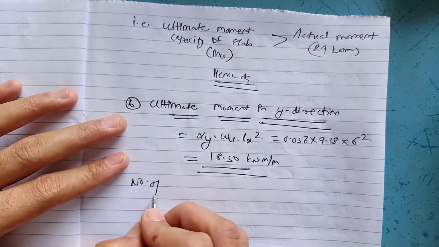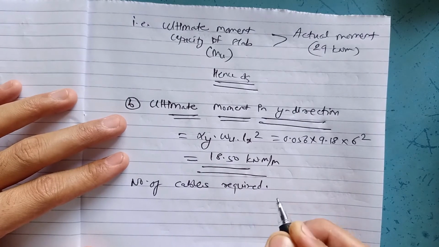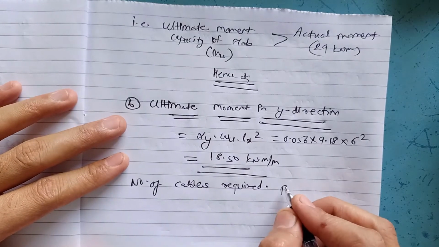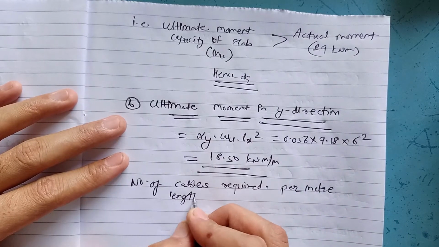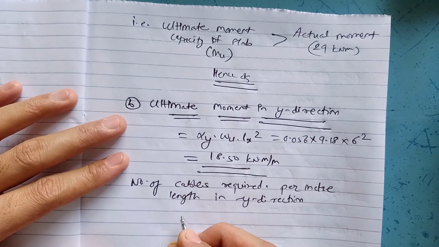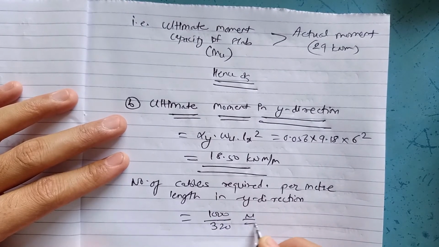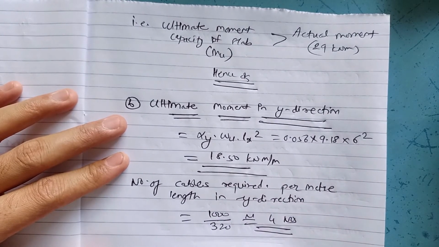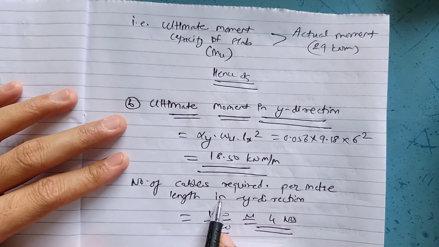And number of cables required per meter length in y direction will be 1000 by 320, which approximately comes to 4 numbers, where 320 is nothing but the spacing we have calculated during the number of cables calculated along y direction. In the previous steps you can go through.